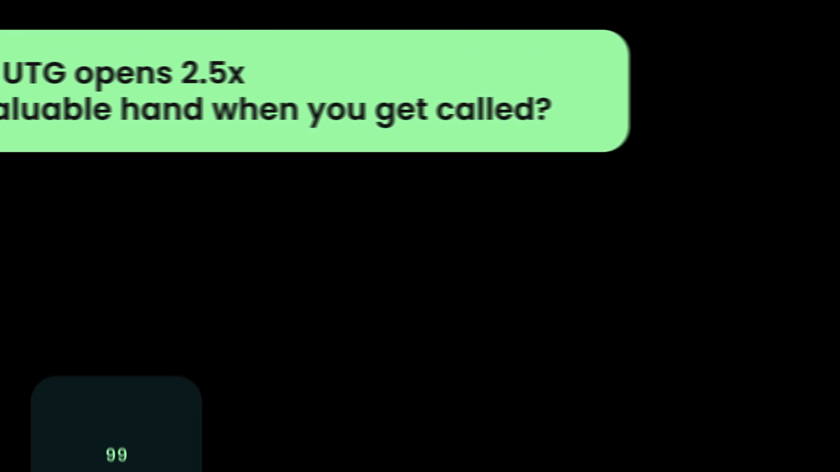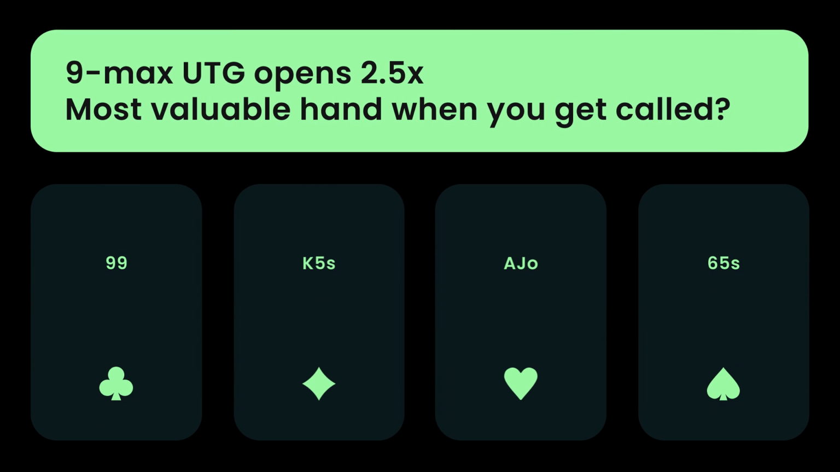All right, last example. Now, before we were looking at 6 max here, I want to think about a 9 max spot, and this is NL50. So under the gun opens 2.5x. What is the most valuable hand when you get called? Now keep in mind, there's a lot more people in front of you this time. 9s, King-5 suited, Ace-Jack offsuit, or 6-5 suited?